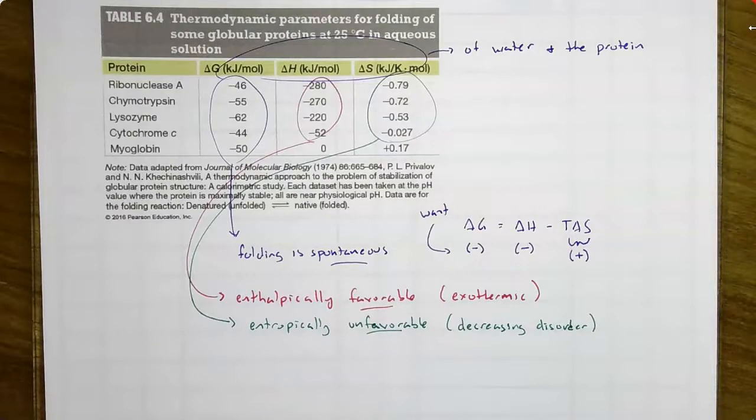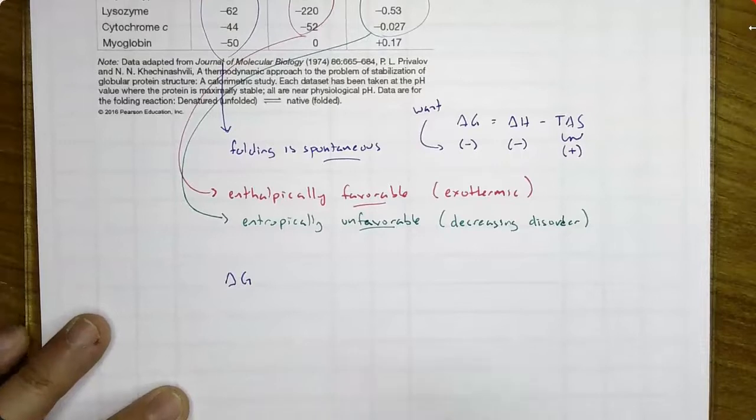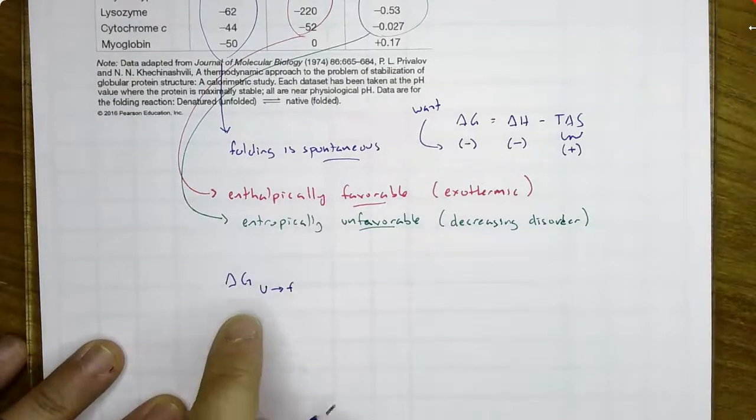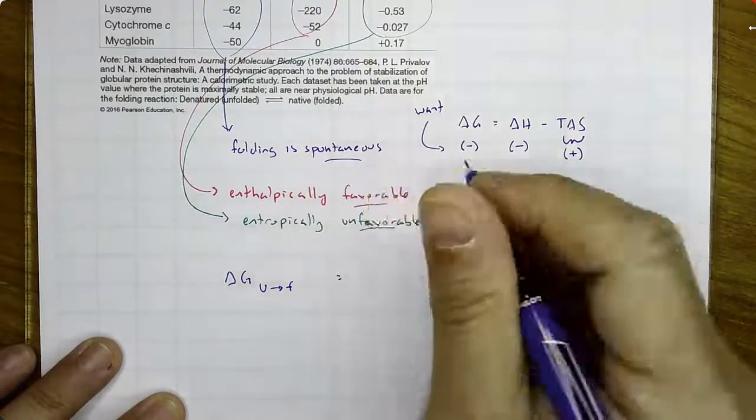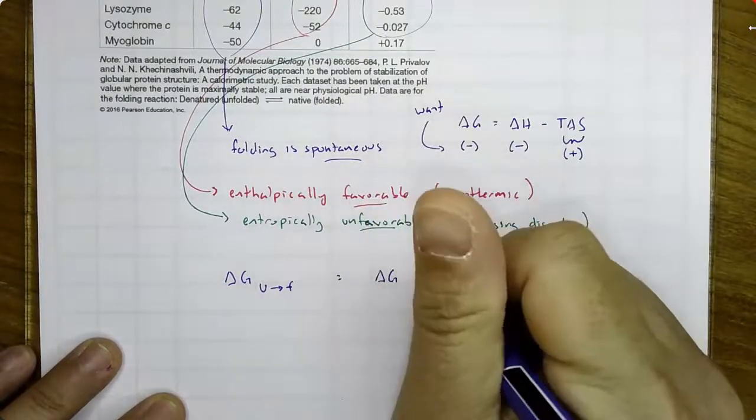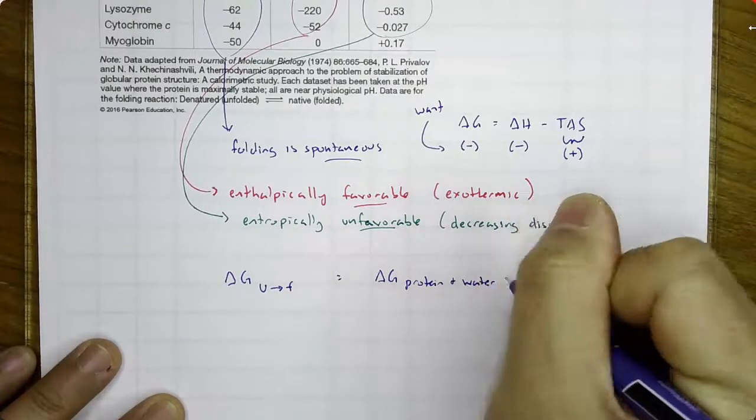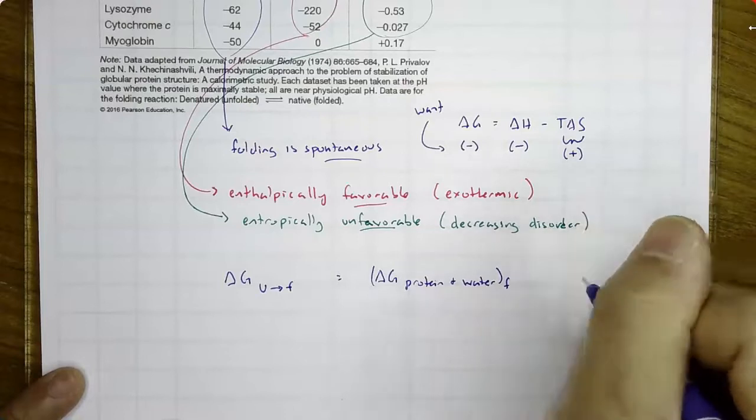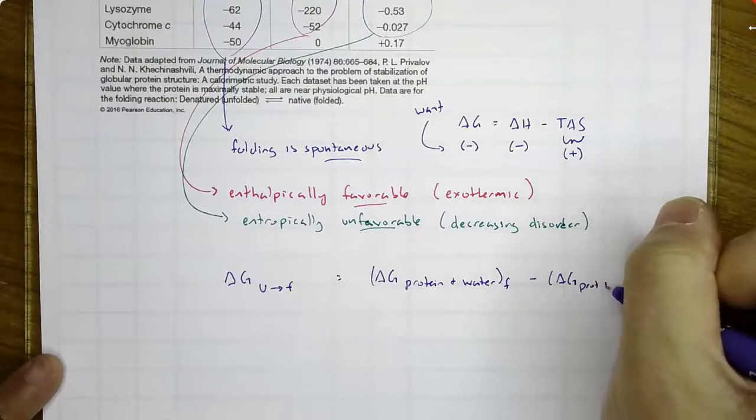Before I talk about the hydrophobic effect, let me just summarize down here what we're really looking at. We have a delta G going from the unfolded to the folded state, the initial state and final state. That means we're looking at the delta G of the protein and water, that's the whole system, while it's folded, since it's final minus initial, minus the delta G of the protein and water when it's unfolded.